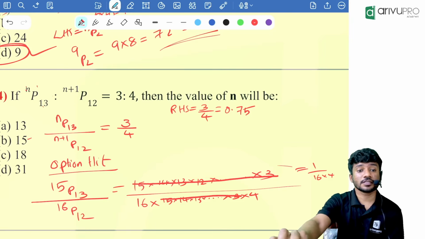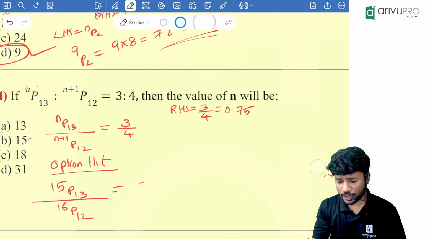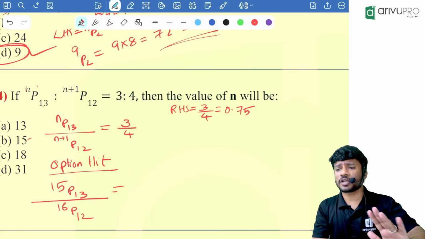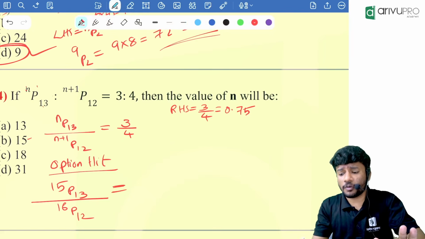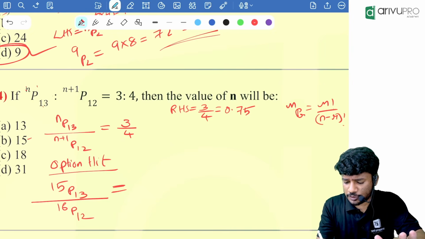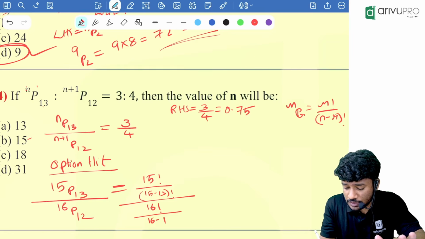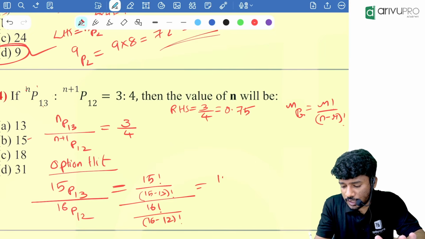Then which option is giving you the answer? Try the options accordingly. Or one more thing I can do, rather than just putting it this way, maybe the other one will give you more clarity. How will you write 15P13 in terms of the formula? nPr is how much? n factorial divided by (n minus r) factorial. So 15P13 can be written as 15 factorial divided by (15 minus 13) factorial, divided by 16 factorial, can be written as what, people? 16P12 can be 16 factorial divided by (16 minus 12) factorial. So that is nothing but 15 factorial divided by 3 factorial.